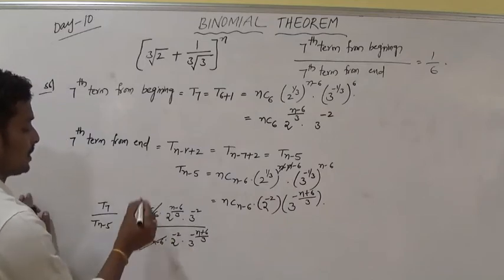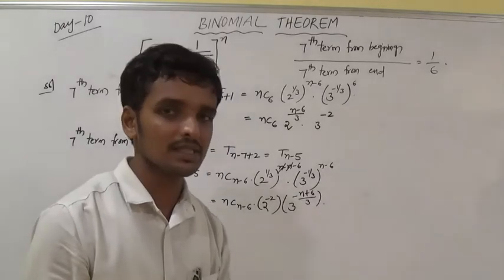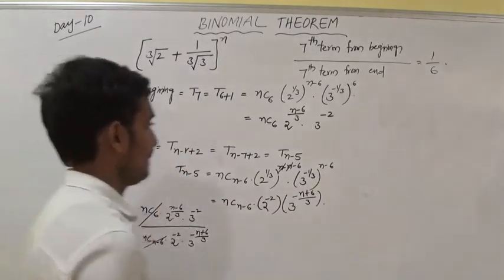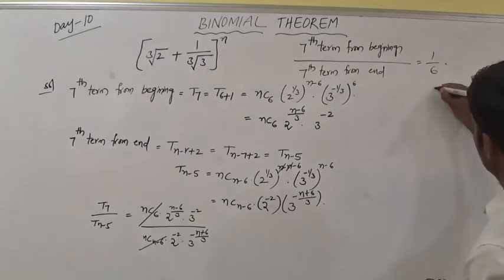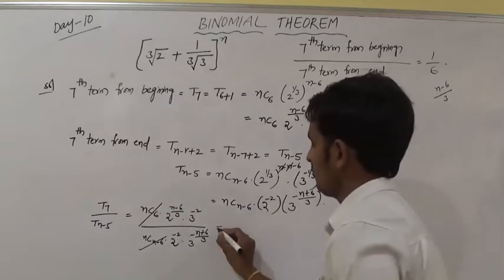Both are cancelled. Why? Because nCr is equal to nC(n minus r). So the same. Now we are doing here n minus 6, we have (n minus 6) by 3 is equal to, they are giving 1 by 6.